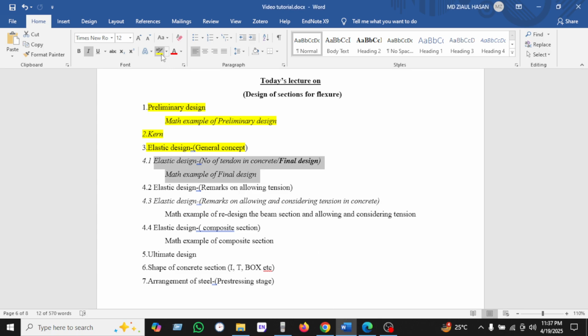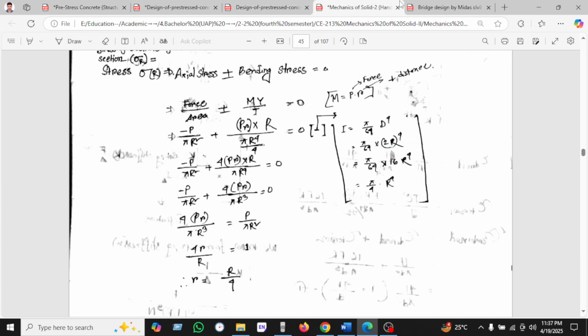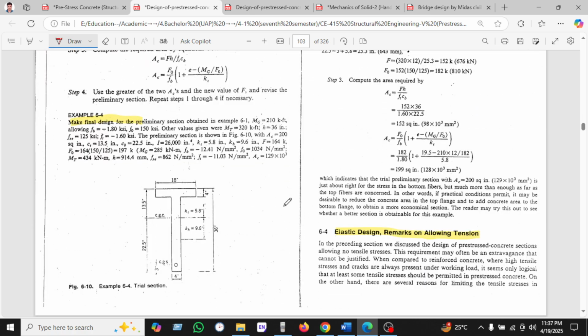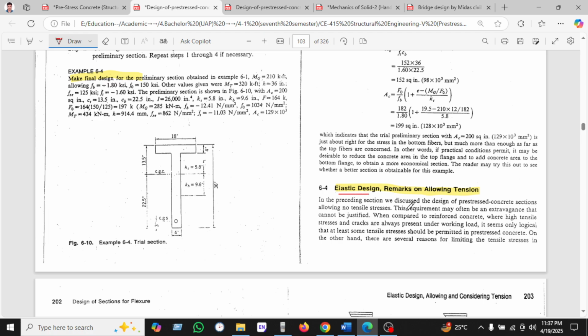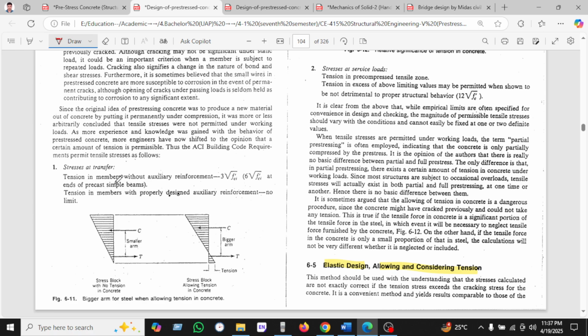So now we'll see the elastic design remarks of allowing tension. Let's see from this book. Elastic design remarks on allowing tension: in the preceding section we discussed the design of prestressed concrete sections allowing no tension stress. You can see here the stress transformation we have been using.